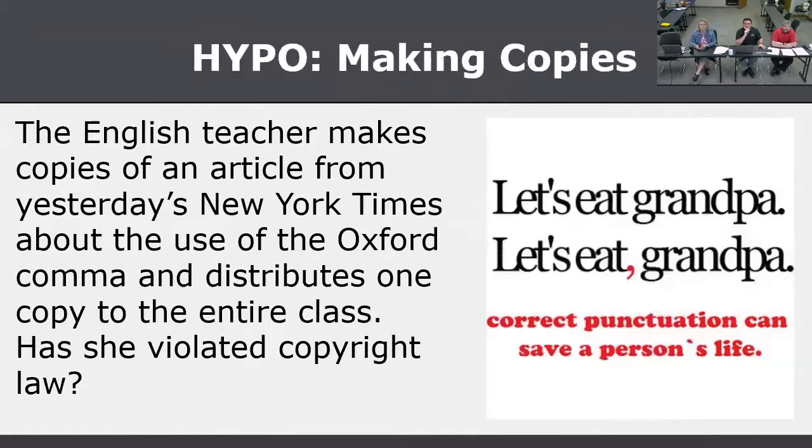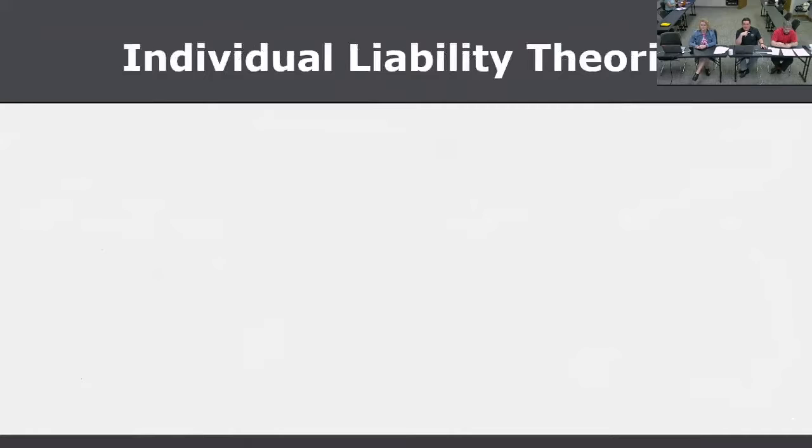So let's assume we have an English teacher who finds an article from the New York Times talking about the use of the Oxford comma. And of course it would be about how you should not use the Oxford comma, because that's the only American way. You can see why we use this hypo. The English teacher says, you know what, here are some good arguments for why you should and shouldn't use it. Karen's obviously wrong. Let's distribute this article to the class and get their input. So she prints the article off from her desktop and makes a copy for everybody else in the class. Has she violated copyright law?